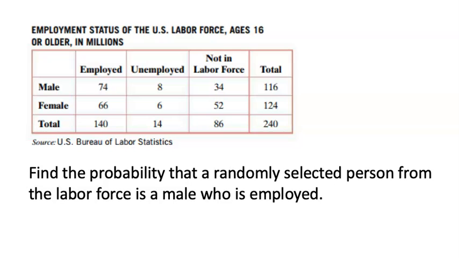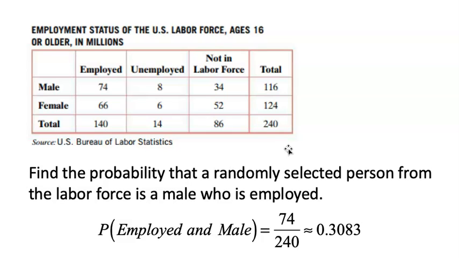Let's take a look at one more question. Find the probability that a randomly selected person from the labor force is a male who is employed. So which cell includes both men and employed? That would be this one right here. Male and employed, 74, out of how many total? Out of 240. So for employed and male, 74 out of 240, which is approximately 0.3083. And that will conclude this lesson.